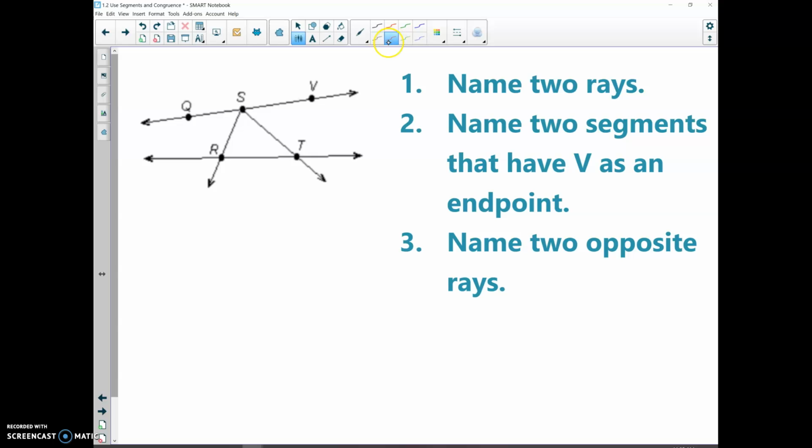I'll just pick S as my endpoint, for example. So ray SV, make sure you draw your symbol here. So ray SV would be this one. If you wanted to do another one with S as the endpoint, you could do ray ST. And there are a bunch of different ones. Name 2 segments that have V as an endpoint.